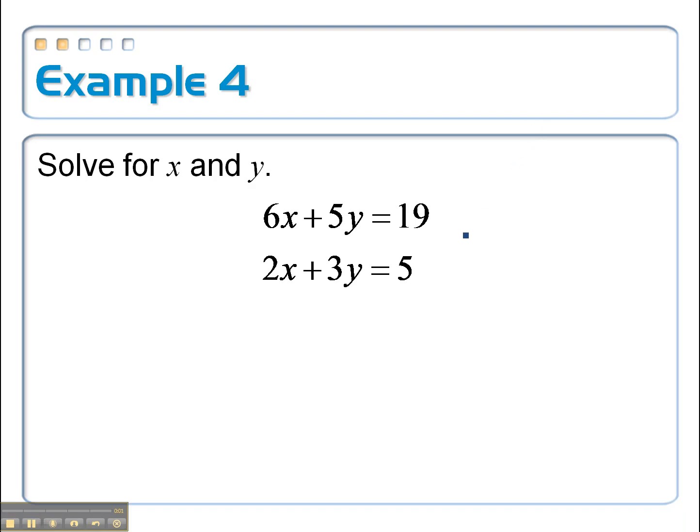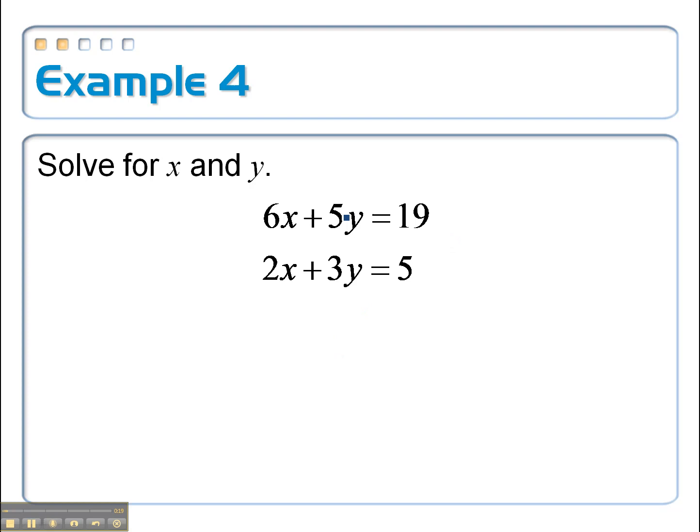Here is another system of equations, and we don't want to do this by graphing, because you have to solve it for y and then graph the two things, see where they touch, and we don't want to do it by substitution. Do you know why? Well, I'll tell you why.